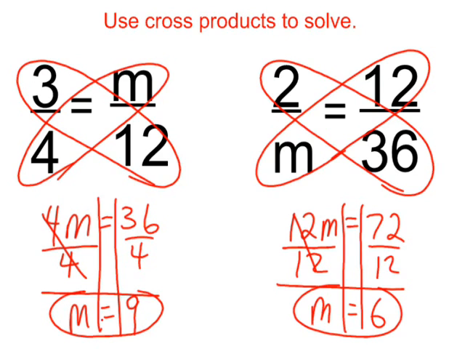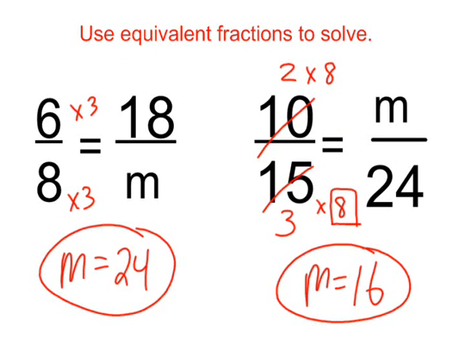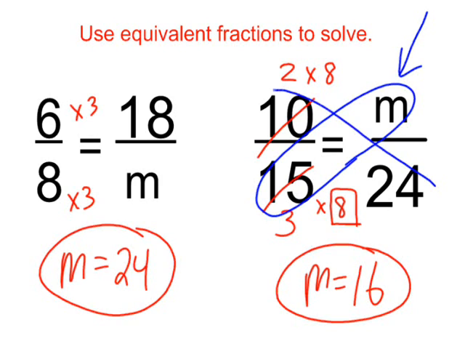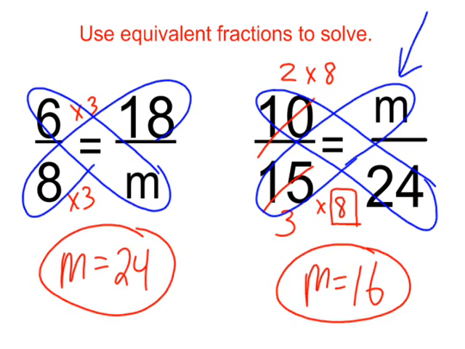So you have two methods of solving proportions. You can cross-multiply, or you can use equivalent fractions. And again, sometimes equivalent fractions, I just want to point out, is a lot easier than if you cross-multiply. For example, on this problem that we did here, it was pretty easy using equivalent fractions. If you cross-multiplied, you'd have to do 15m equals 240, which is a little more difficult. On this one, you would have to do 6m equals 8 times 18. Again, a little more difficult.